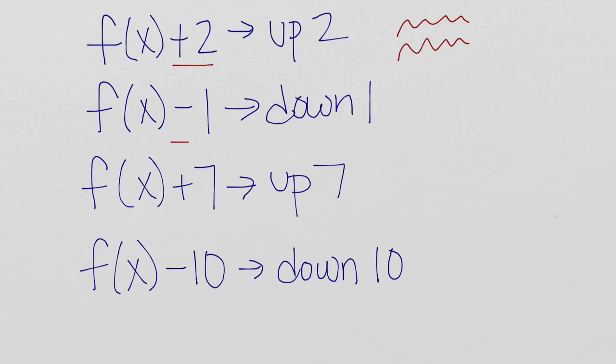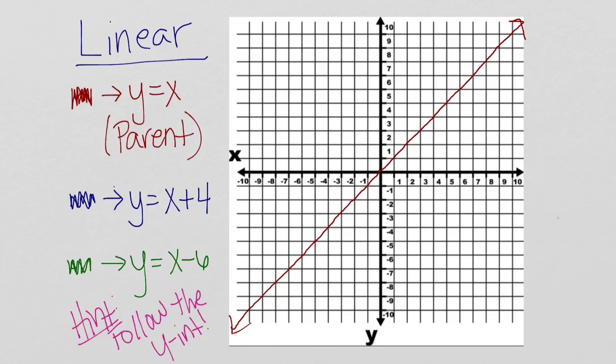Alright, so this function says we're subtracting 1, so we're going to go down 1. This one says plus 7, so we're going to go up 7. And this one says minus 10, so we're going to go down 10. And again, every point on those graphs, on those functions, moves. So it's not just a point, it's not just a few points, it's every single point on these functions, no matter what they look like, is going to shift in the same direction. Alright, so if we say down 2, everything moves down 2.